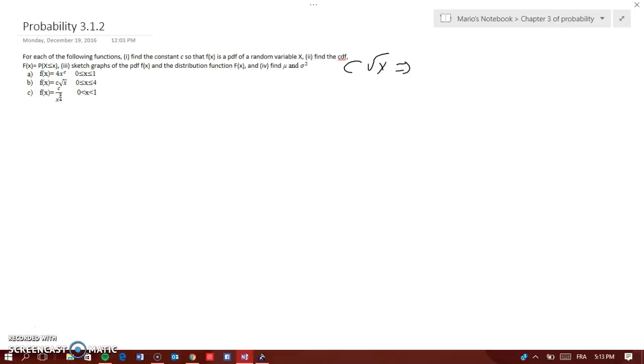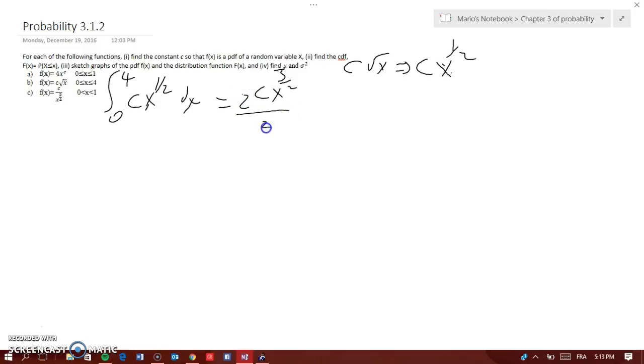But we could write that as c times x to the power of half. Then, because it's a PDF, we would take the integral, which is the integral from 0 to 4 of c x to the power of half dx. And that now would equal c x to the 3 halves, divided by 3 halves, which would be 2/3.